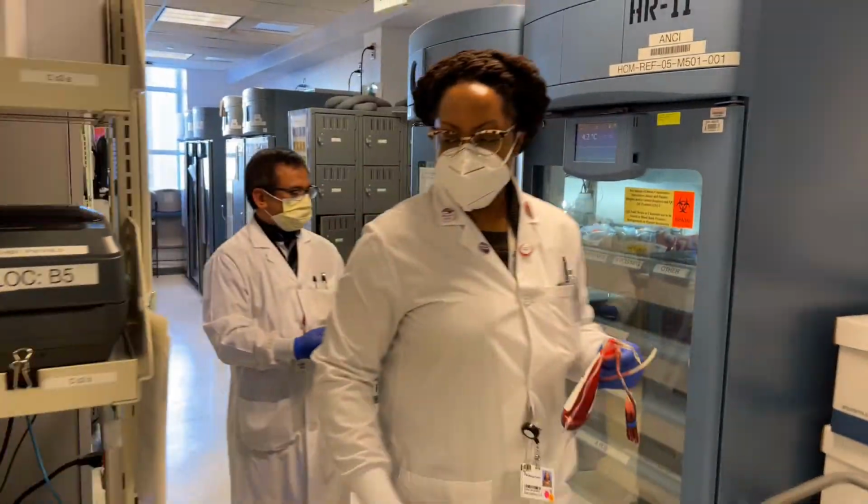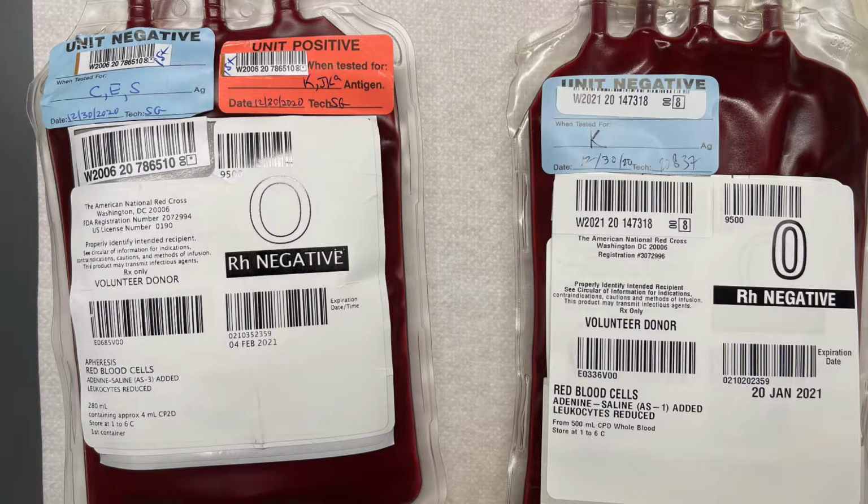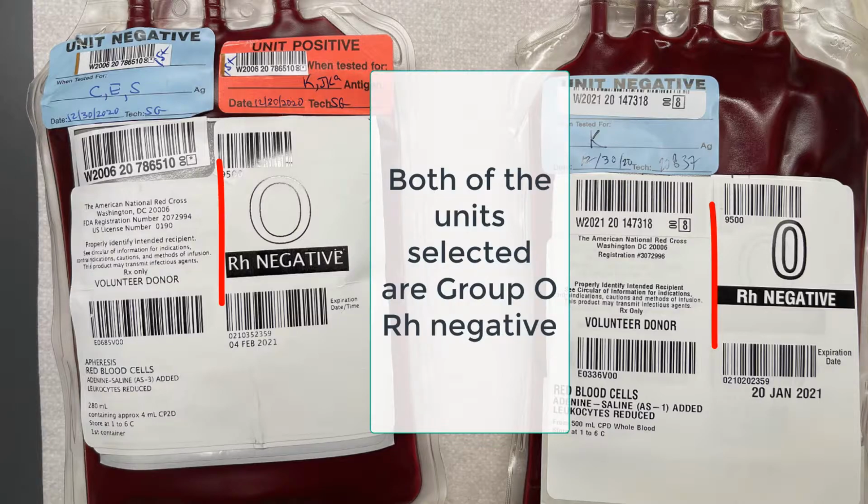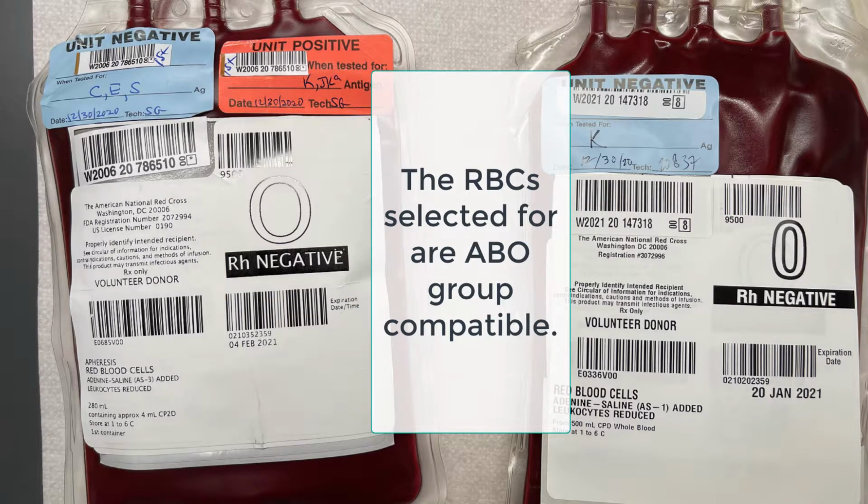For all patients, ABO-RH compatibility is the first selection criteria, followed by antibody history, cytomegalovirus or CMV, with irradiation and/or washed as the last transfusion requirement. As we can see, both units are ABO-RH compatible.